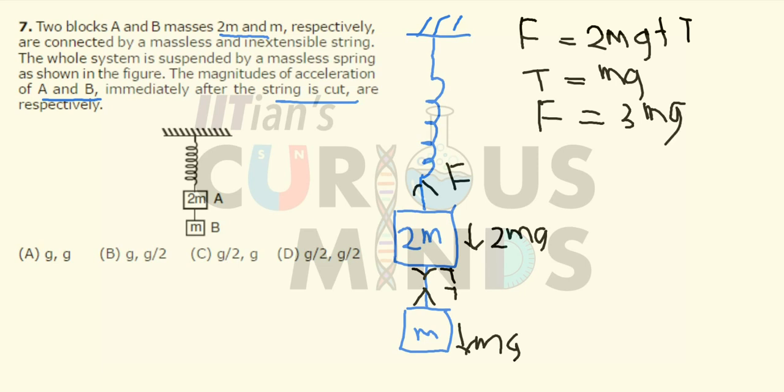Now the force over here is equal to Kx, where x is the extension in the spring. So Kx will be equal to 3mg, which balances in this case.